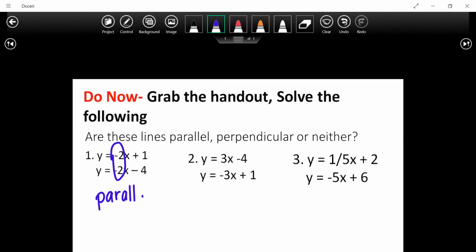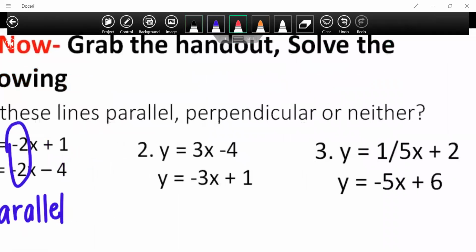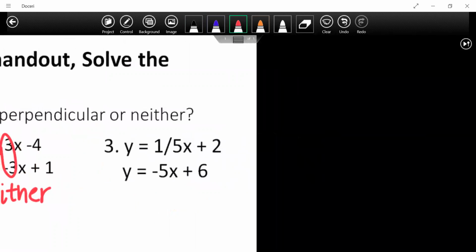What about the next one? They're the same but opposite. What do we have? Neither. In this case, it would just be intersecting is another one that we had. Neither. And what about the last pair? It's opposite flipped. Perpendicular.